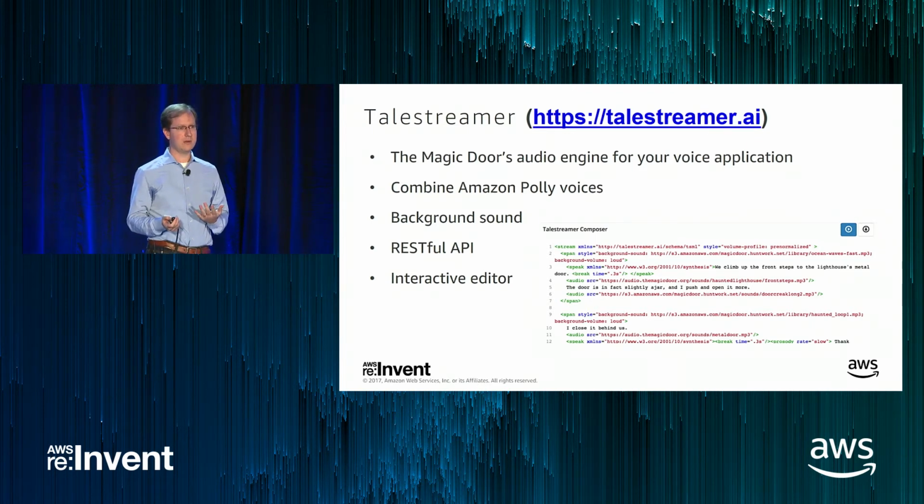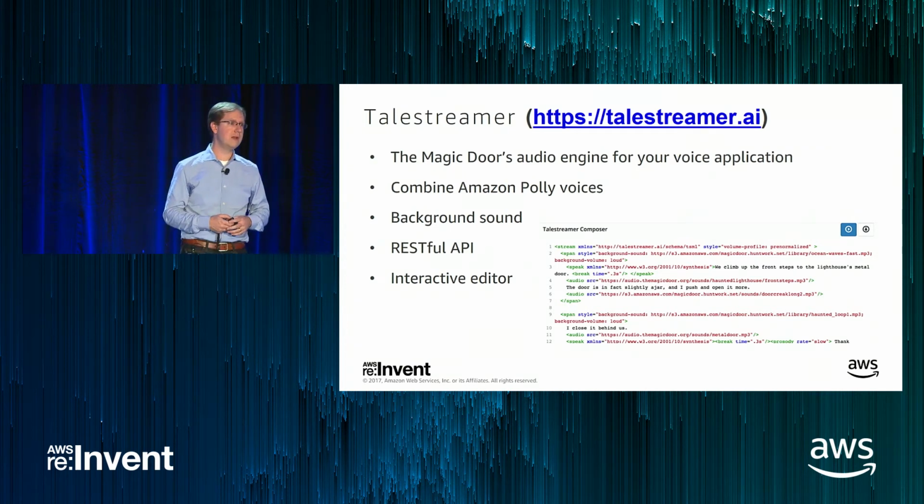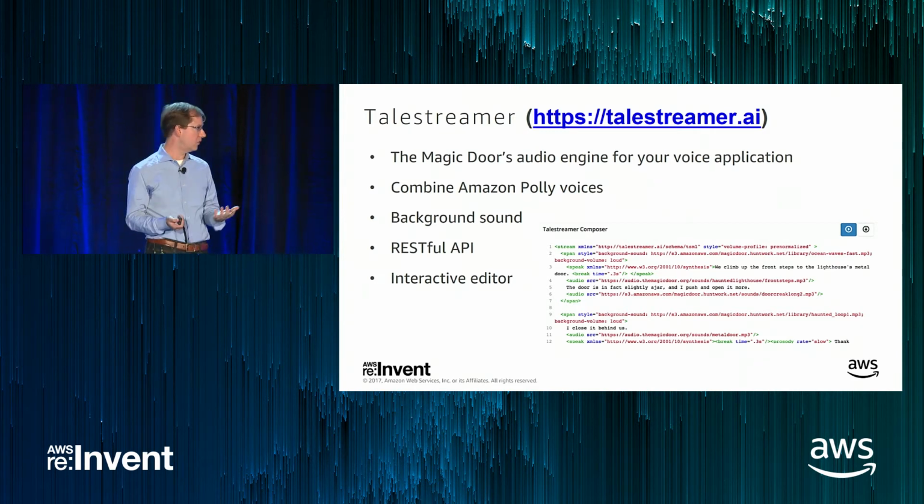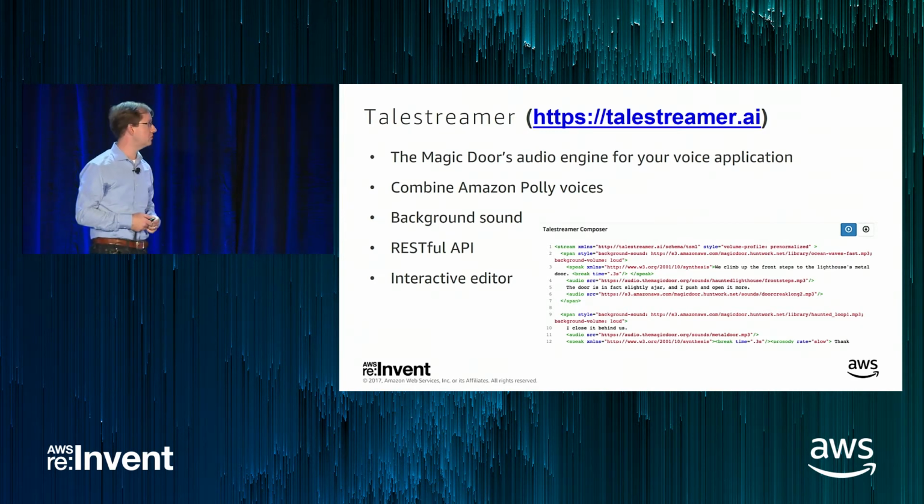So what we're going to do is talk about what we do in the Magic Door to take full advantage of Amazon Polly, and also how you could use our tool TailStreamer to create a multi-layered sound for your own voice application. Here's an example of something you could do.